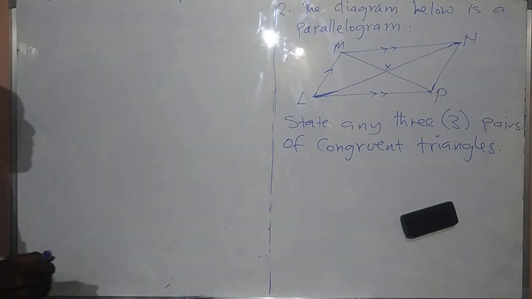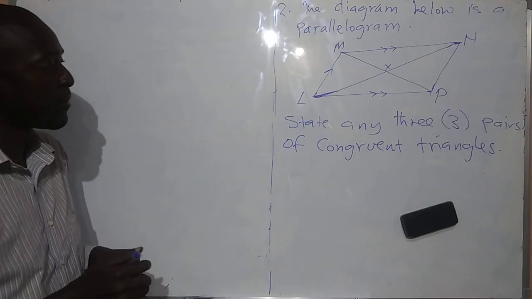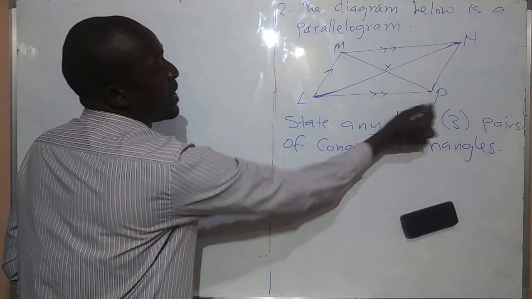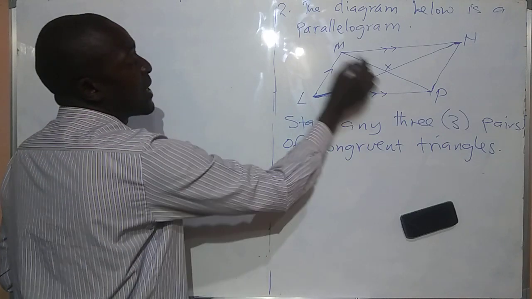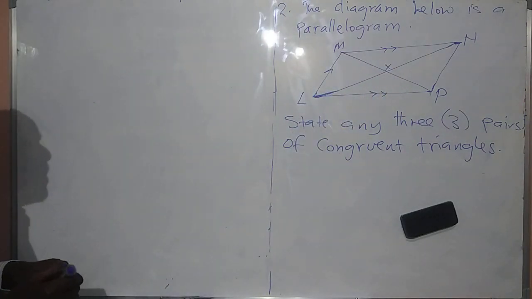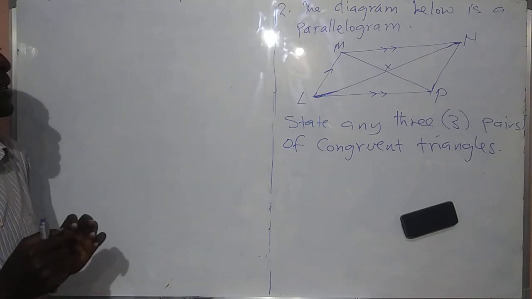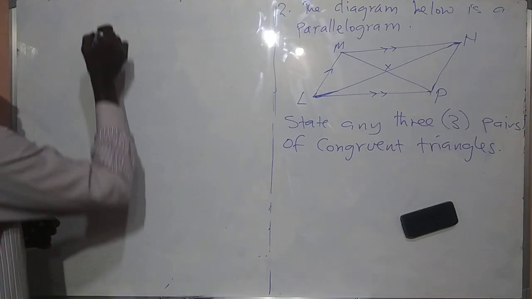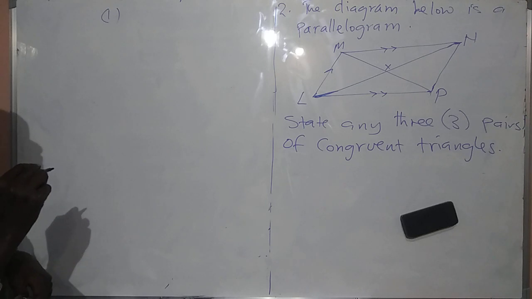So let's start. This is a parallelogram, and there are so many triangles in this parallelogram. You have LXP, it's a triangle. MXN is a triangle. NXP, LXM. There are so many of them. So we are just going to state 3 and give reasons why we have chosen those 3.